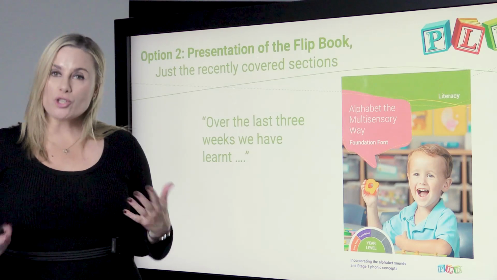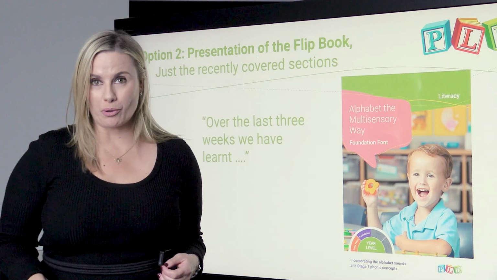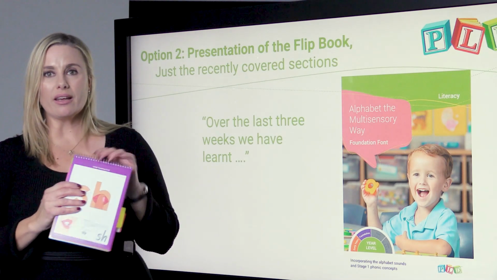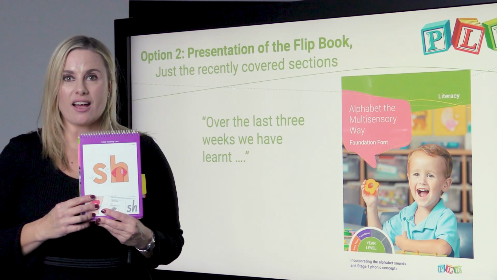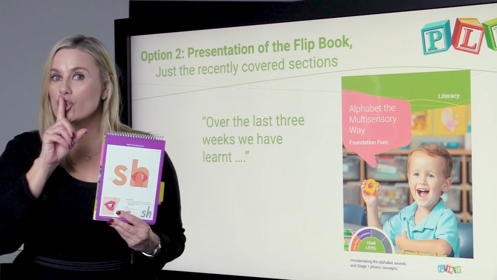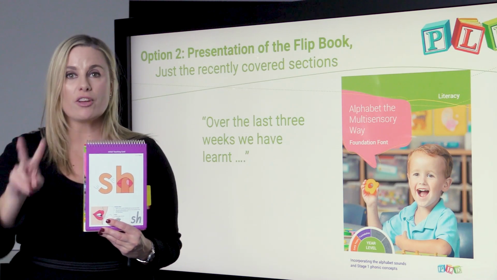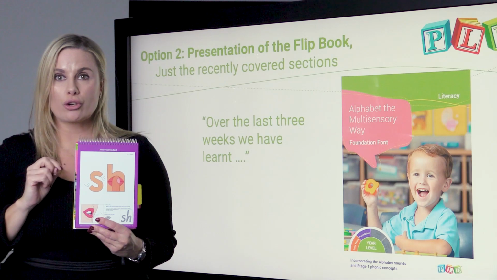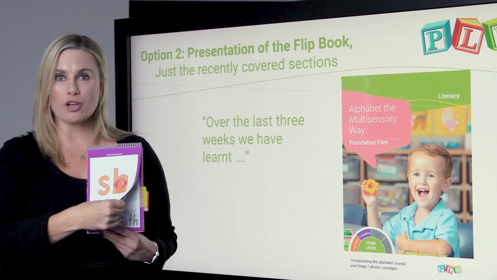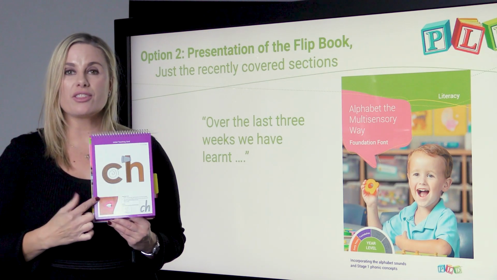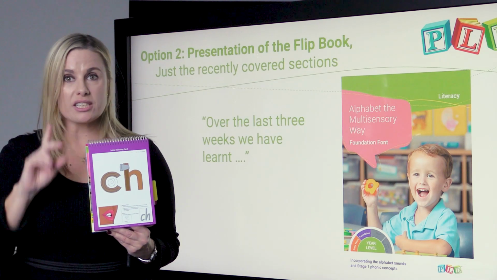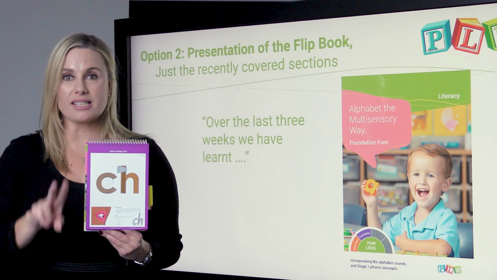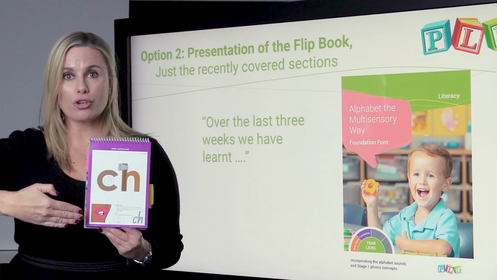Well done. Option 2 is the presentation of the flip book. So group 1, over the last few weeks, we have been learning the digraph sound. We're looking at the digraph sound sh of hush. With a digraph, 2 letters making 1 sound sh. Good. We've also been revising the digraph sound ch. What's a digraph? 2 letters, C and H, working together to make the sound ch of chop.